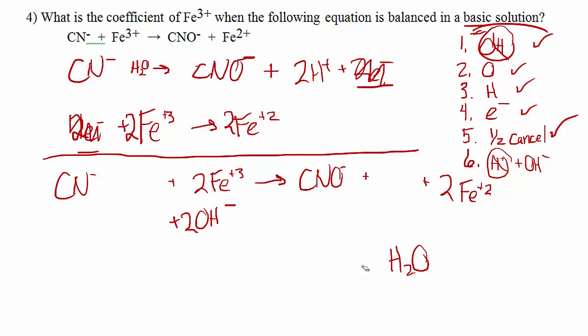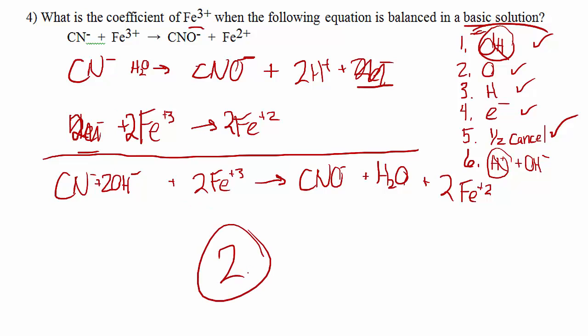And you know what, let me make that neat. I'll just rewrite it up here. H2O plus 2OH-. I can erase that. Now it's nice and neat. The question is, what is the coefficient of Fe3+? Well, you can look, Fe3+ is 2. So the final answer is 2. To get the coefficient, you probably didn't have to do all those steps, but you need to be able to do all those steps.